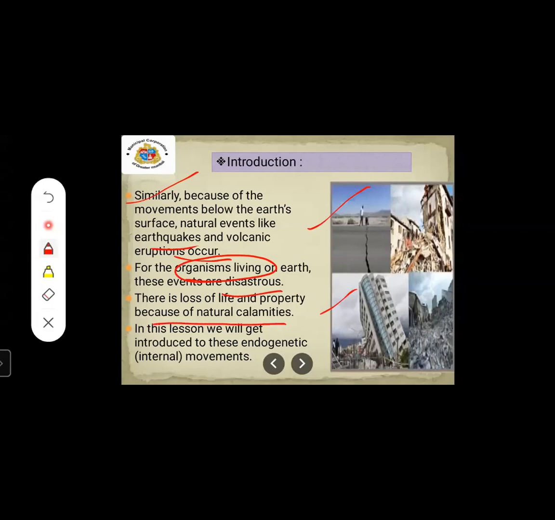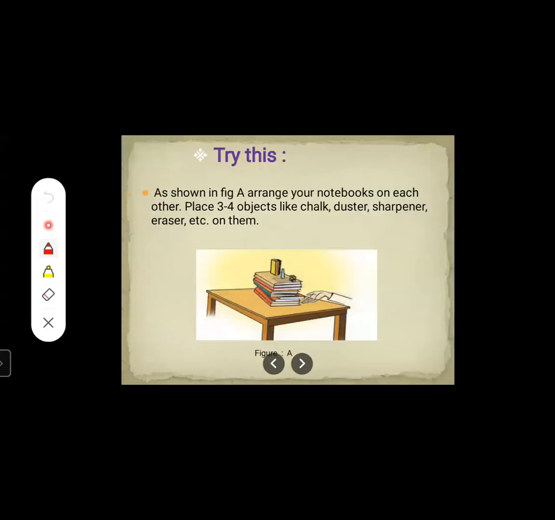So in this, what is the main thing? Due to the internal movements, you can see the effects as natural events. Example, floods, extreme rainfall, earthquakes, volcanic eruptions. And due to this, there is a loss of life and property because of the natural calamities. Yes, next.